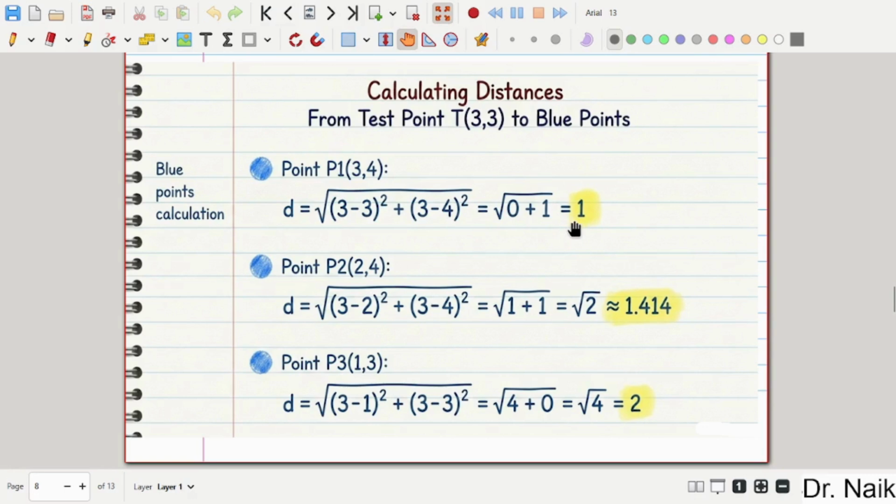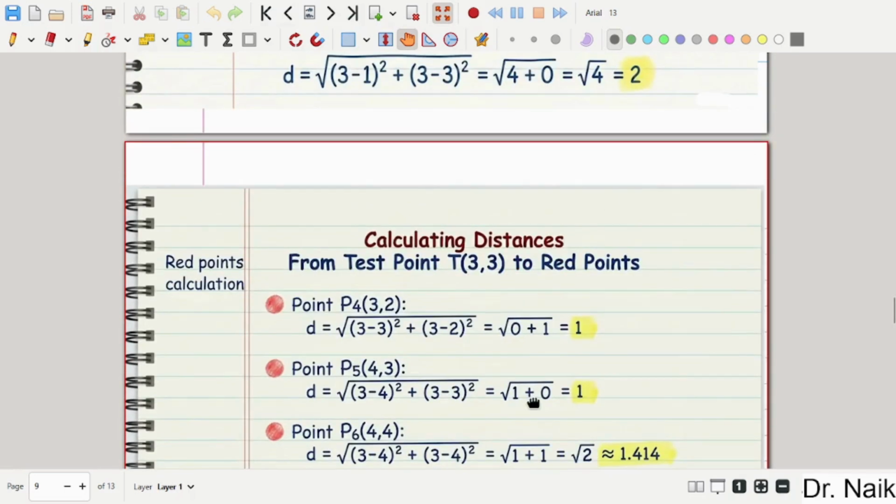So it comes to be 1. Now calculate the distance between the test point and point 2, 4. So it is the square root of (3 minus 2) squared plus (3 minus 4) squared. So its distance is 1.414. Similarly, calculate the distance between the test point 3, 3 and the blue point 1, 3. So it comes to be 2.